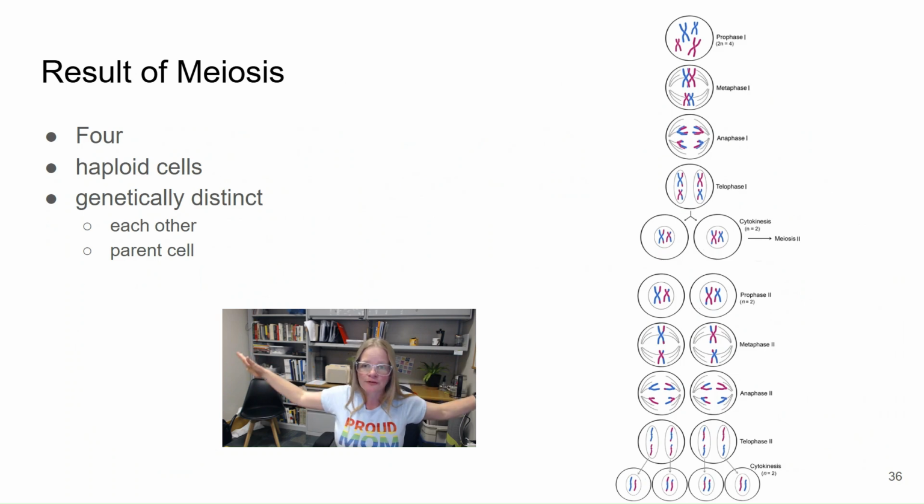Now we have done all of meiosis. We've done prophase 1, metaphase 1, anaphase 1, telophase 1. We did prophase 2, metaphase 2, anaphase 2, telophase 2. So what do we have at the end of this? At the end of meiosis, we have 4 daughter cells. They are haploid, and they are genetically distinct from each other and from the parent cell that we started with.